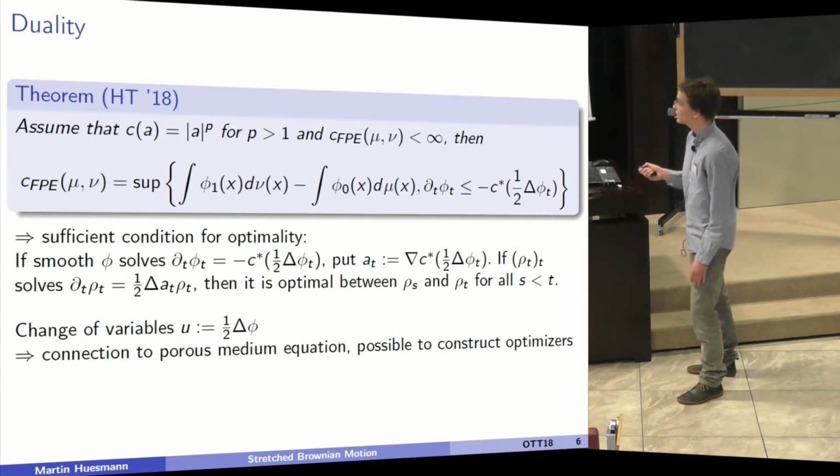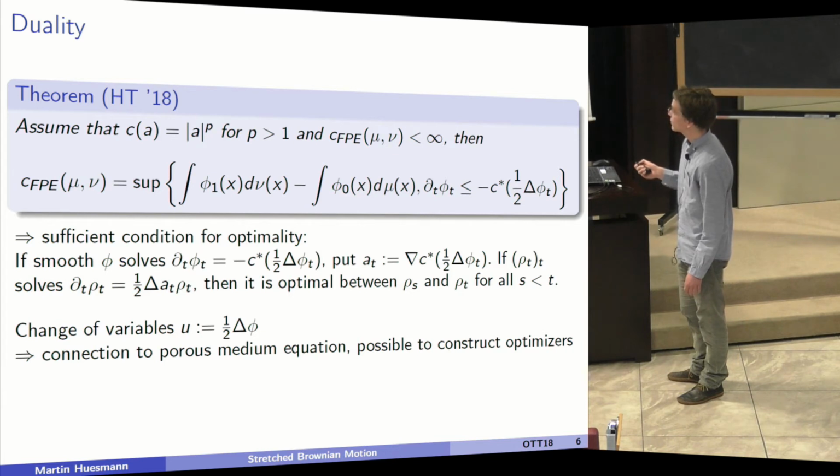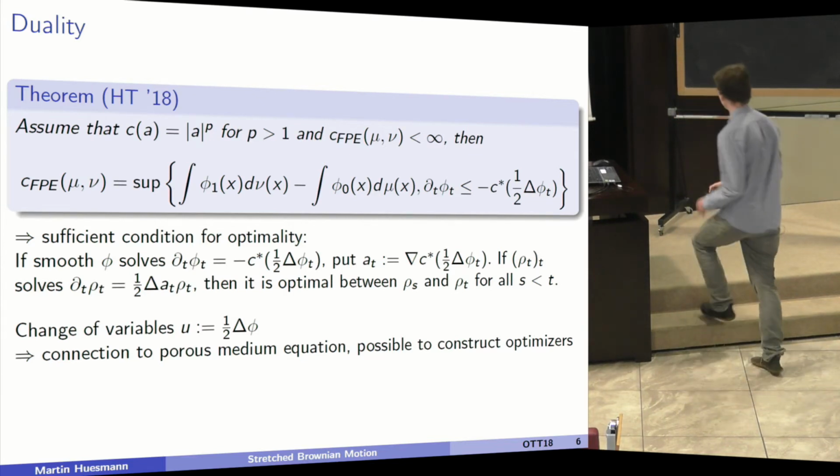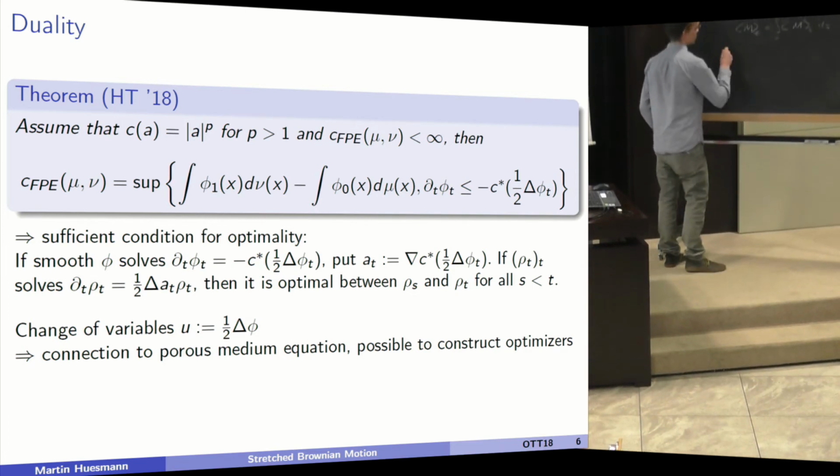You see here, the Laplacian of phi is the real variable that you're interested in. So you write u as 1/2 of the Laplacian of phi. Now if you plug this into this equation and take the Laplacian on both sides, then on the right-hand side, 1/2 of the Laplacian of phi gives u. So this is the time derivative of u, which is equal to minus 1/2 of the Laplacian of C star of u. But this is precisely the porous medium equation. So if you make a change of variables of this type, what you end up with is this equation here.